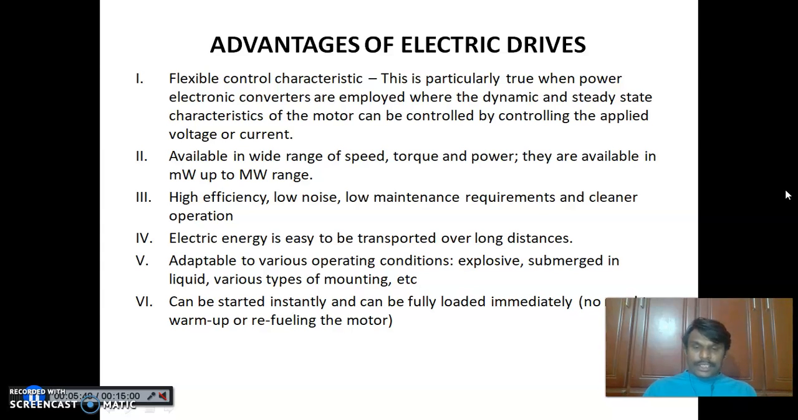Examples include submarines in liquid, and various types of welding gas. The drive can be started instantly and can be fully loaded immediately. No need to warm up or refill the motor. So that is the main example of the electromotive drive. You can start instantly and fully load immediately. That is the main advantage of the electrical drive.